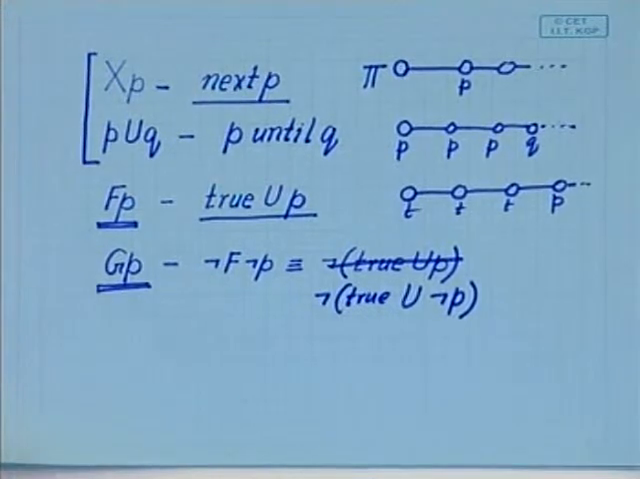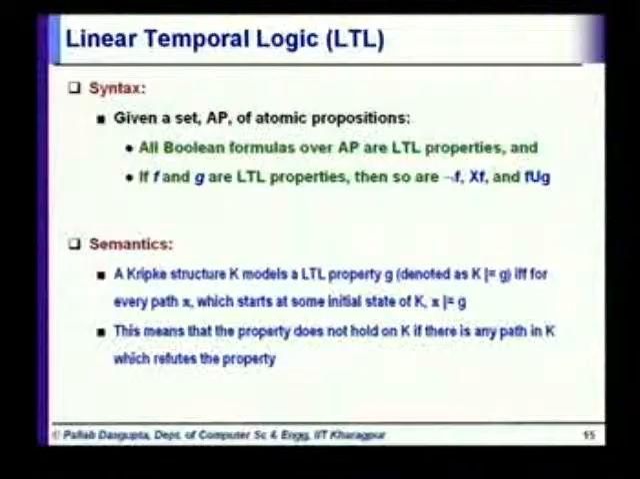Now, we are going to see our first temporal logic, which uses these operators. The syntax is that we are given a set AP of atomic propositions. These are the symbols over which the logic formulas are defined. All Boolean formulas over AP are LTL properties. So, AP is like a set of signals, a set of variables.